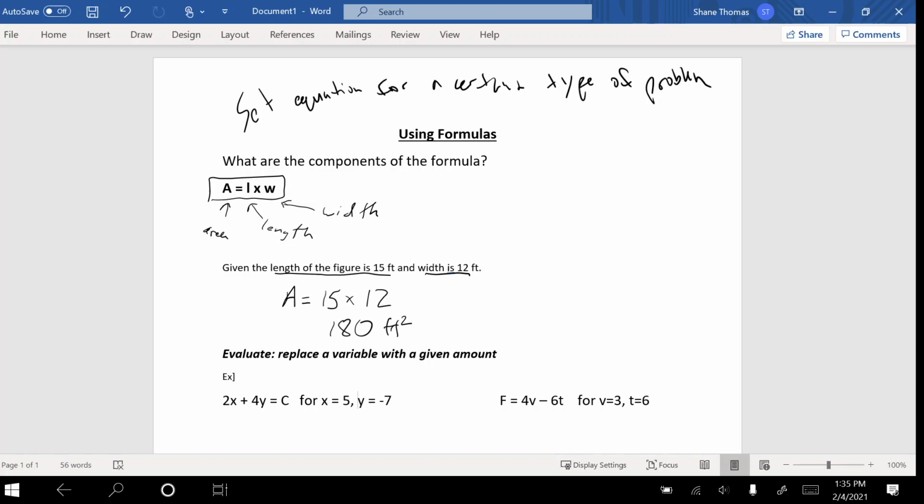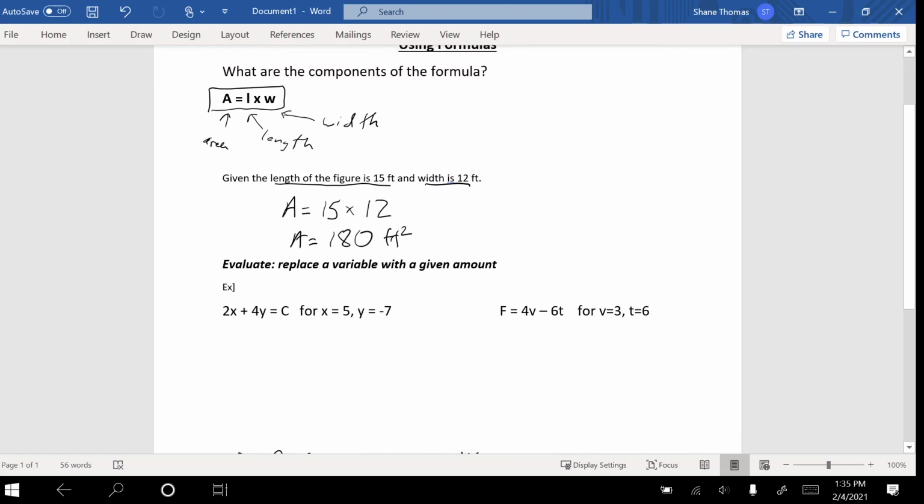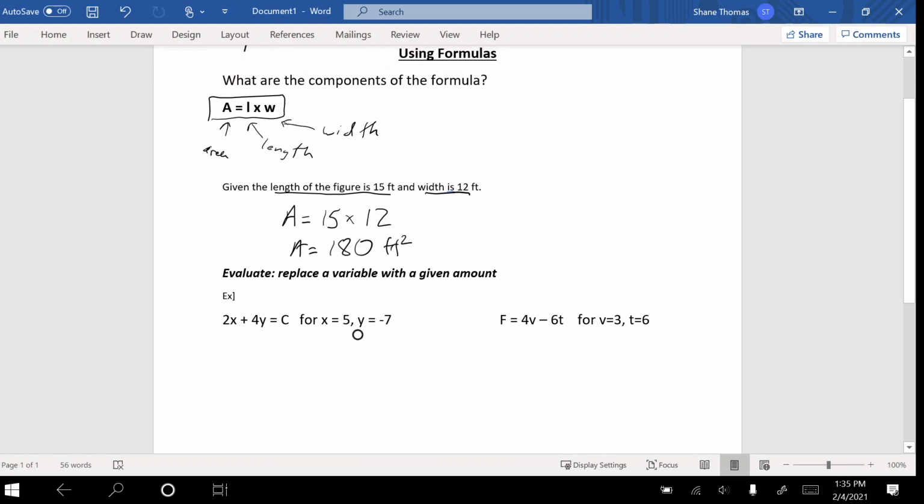Okay, so I took a formula. I plugged in what I knew, and that gave me A, the one I didn't know. So when you get a formula, you're going to get numbers for every single letter except for one. Okay? So look at the next one. I have 2x plus 4y equals c, and I want to solve it for x is 5, y is negative 7. Now here I really don't know what the things are necessarily, do I? But they gave me some of the letters.